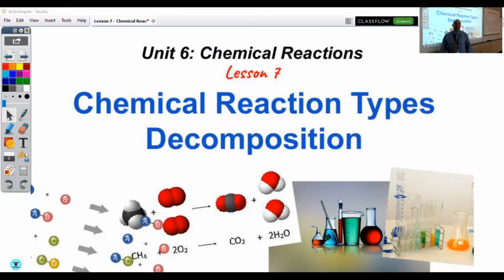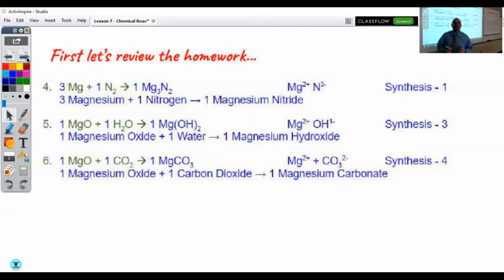Hi, everyone. Today we're going to talk about lesson 7, which is on decomposition reactions. Okay, before we get into today's lesson, I wanted to take a minute and review the homework problems from our previous lesson, lesson 6 on synthesis reactions.